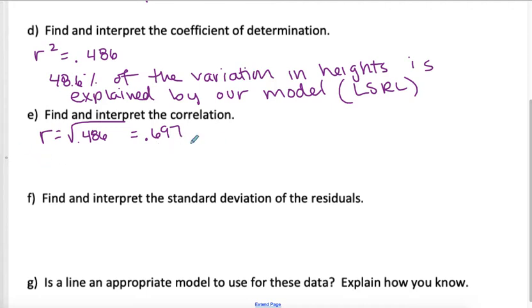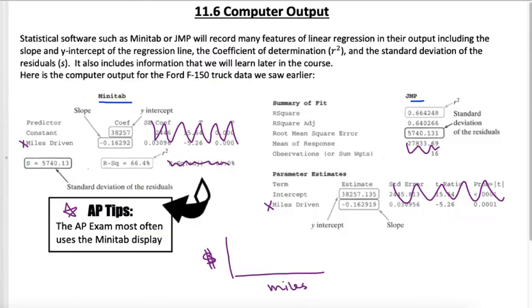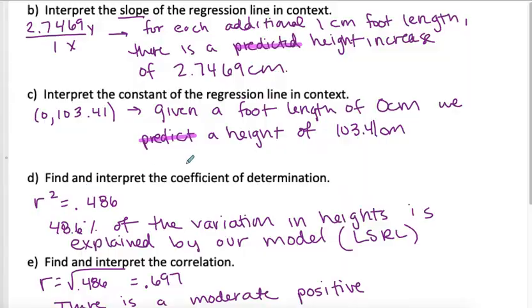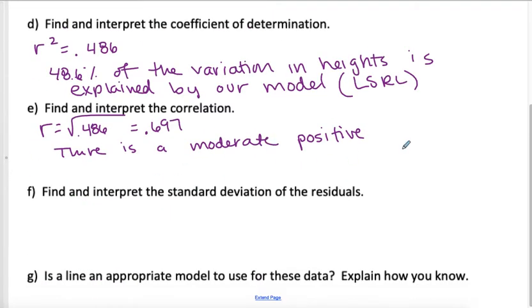So in this case, at 0.7-ish here, we're going to say there is a moderate, and I would say positive association. Positive because our slope is positive, because we can see that in our scatter plot here, positive. So there is a moderate positive association between foot length and height.